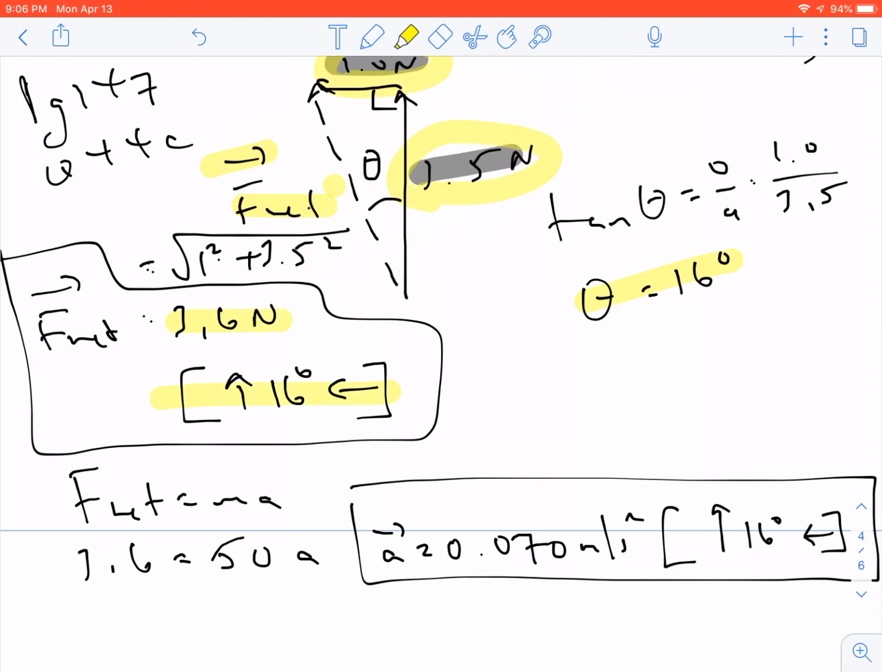All right. Now, once you know that, the question's also asking me in the next part, what is the acceleration of the object? If I know that it's a 50 kilogram object, I can use my F net equal to ma. I know my F net from the previous part of the question, 3.6 newtons. I know my mass is 50 kilograms, so I can solve for my acceleration, which is 0.070 meters per second squared, and the direction for acceleration is the same as the direction for the net force, which is up and 16 degrees to the left. All right, so that's question 44.